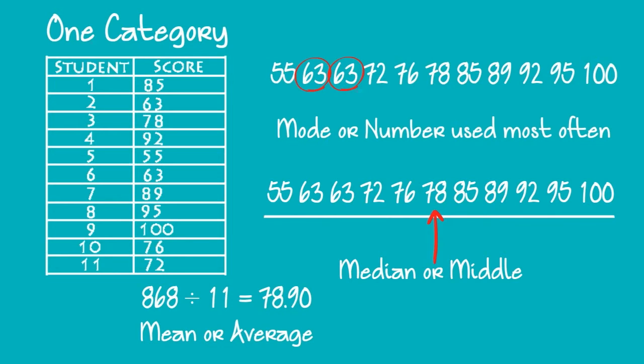Find the median by looking for the number in the middle of the range. This is easy if the number of students is uneven. If the number of students were even, add the 2 center numbers and then divide by 2.